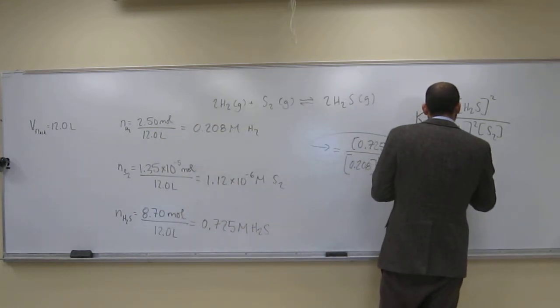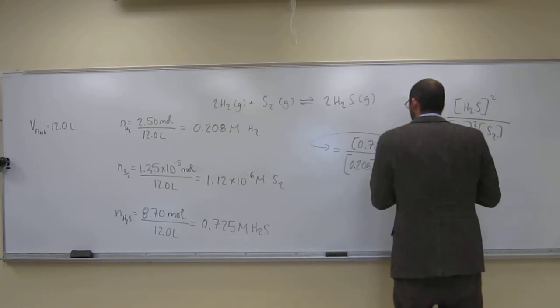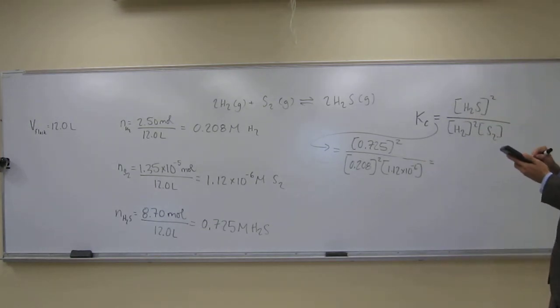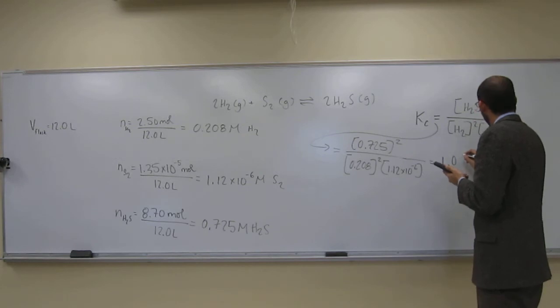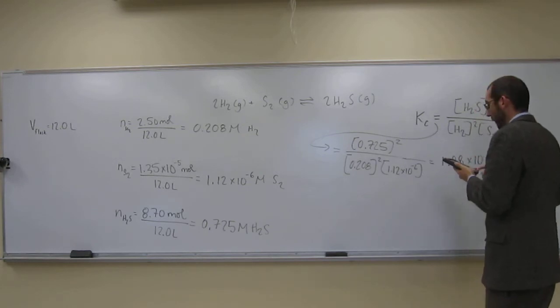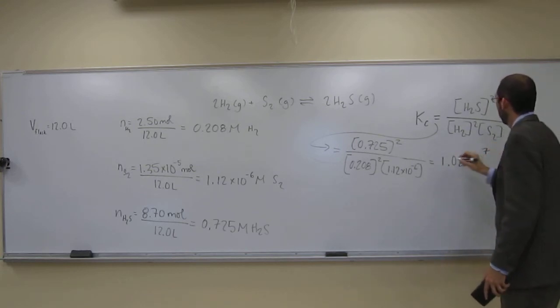What'd you get as an answer? 1.08 times 10 to the 7th. Sorry, what'd you say? 1.08 times 10 to the 7th. Okay. That was the answer really quick. Is that what it says? Yeah. Two, three, four, five, six, seven. Just like you said.